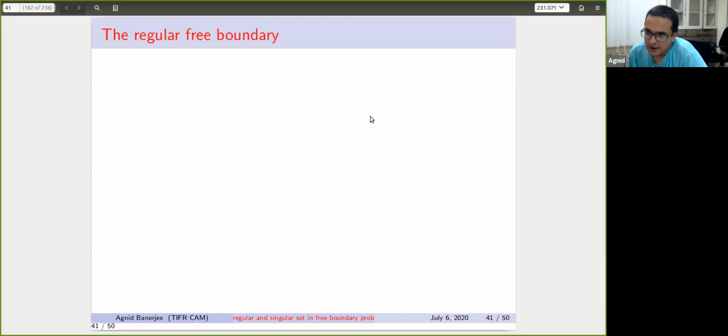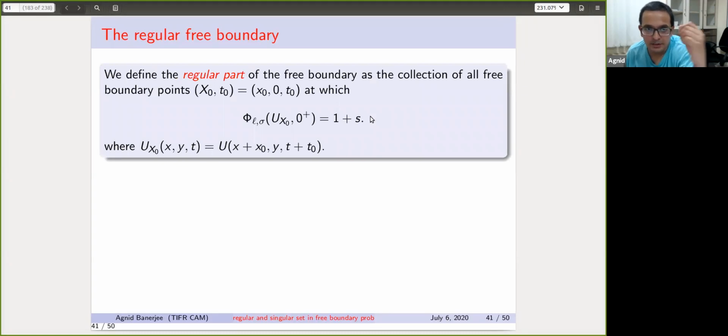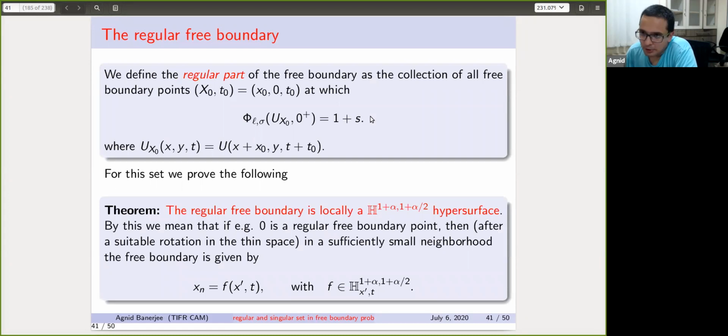Now over here you would be tempted to use the elliptic theory and say that at every time level you can represent it as a C1 alpha graph, but then you will not have uniform estimates in time, and so you would not be able to conclude that the graph has any regularity in time. So in order to overcome that, let me first define what the regular part is. The regular part of the free boundary is the set of points where the frequency is 1 plus s. What we are able to show is that the regular free boundary is a C1 alpha hypersurface. That is, you can represent it as a C1 alpha graph.